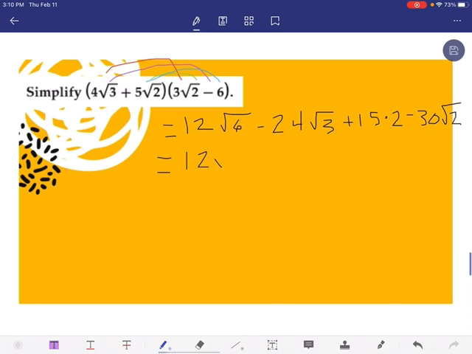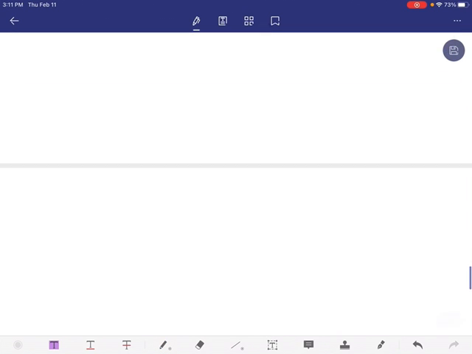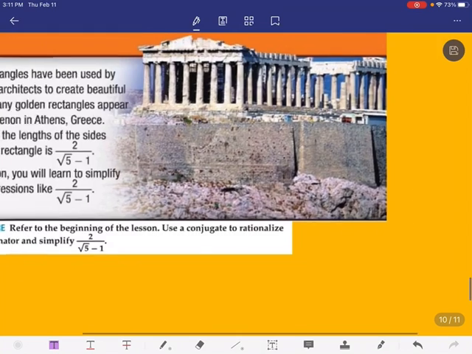So then I just need to simplify. I have 12 times the square root of 6 minus 24 square roots of 3 plus 30 minus 30 square roots of 2. And we could go ahead and leave our answer like that, but in general, usually we write our radicals in descending order, and then any constants that we have, we're going to write at the end. And so that would be our final answer.